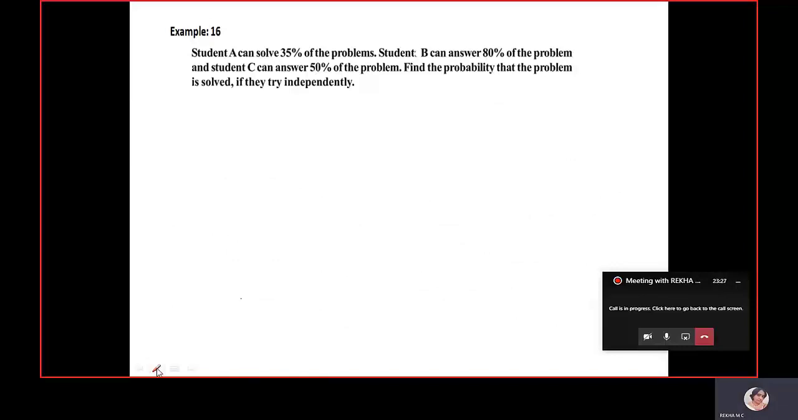Next question. Student A can solve 35% of the problems. Student B can answer 80% of the problem, and student C can answer 50% of the problem. Find the probability that the problem is solved if they try independently.